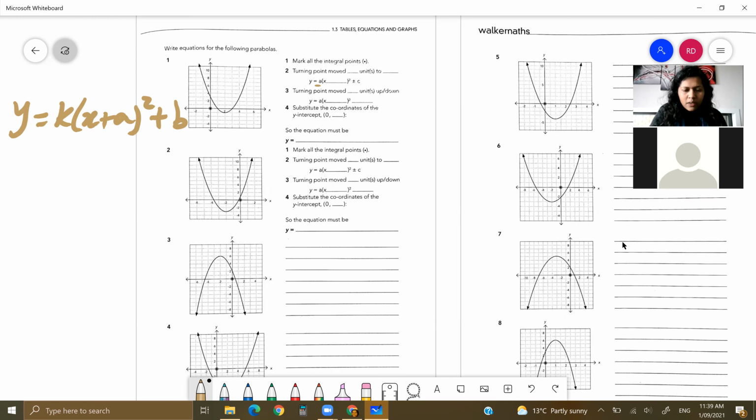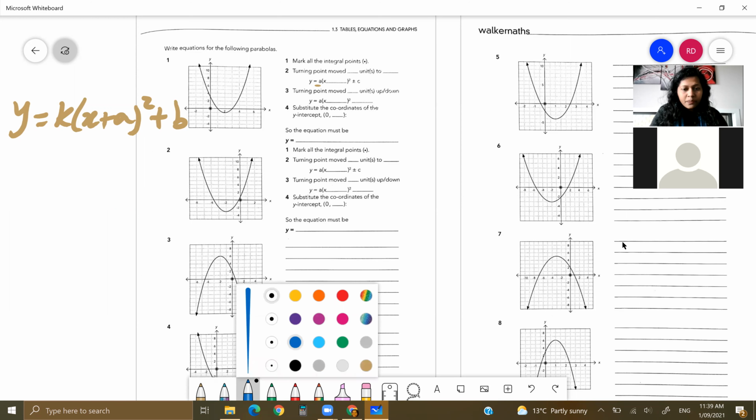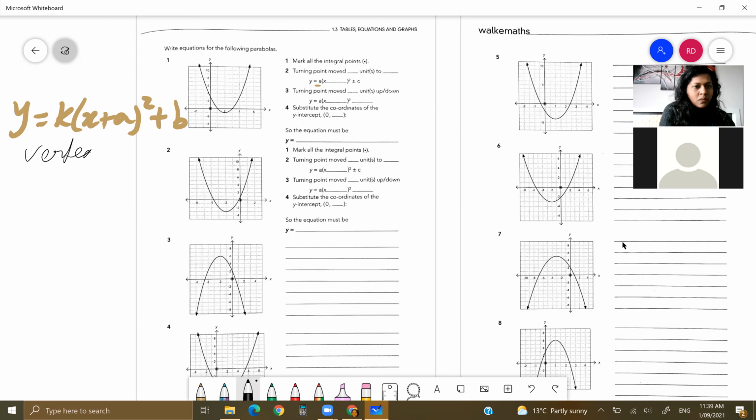It doesn't matter what you use, as long as you realize that there's a number in front of the bracket, a number inside the bracket, and then a number being added or subtracted. Now, this is called the vertex form. The reason it is called the vertex form is that when the equation is in this format, you can clearly see what the vertex is.